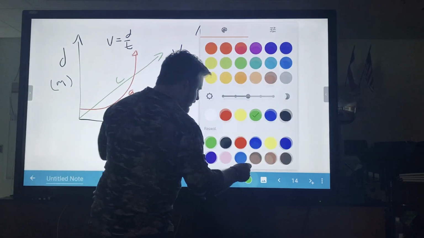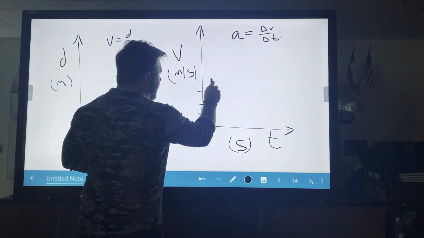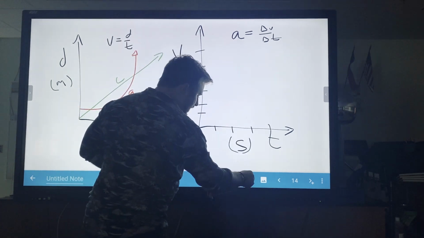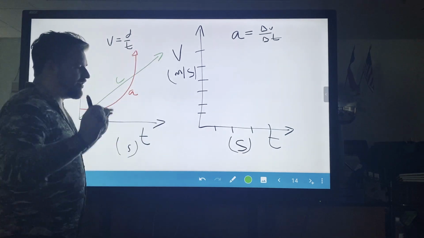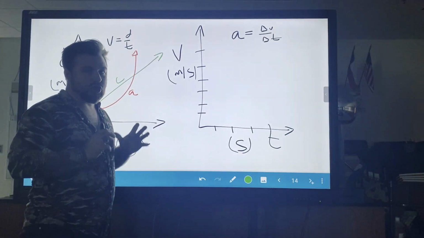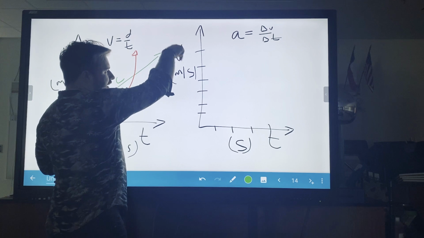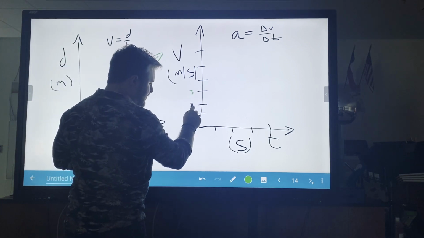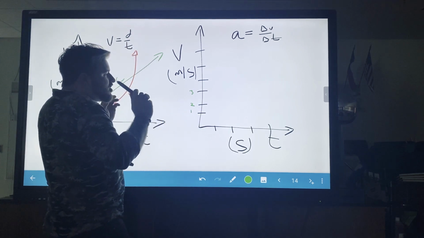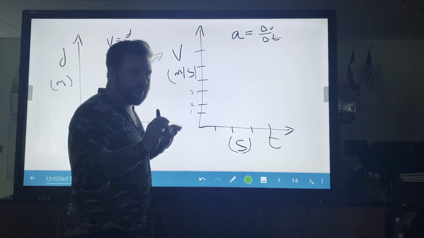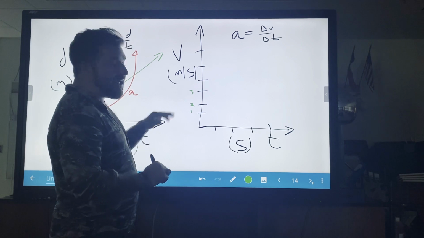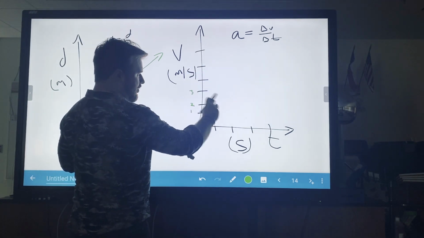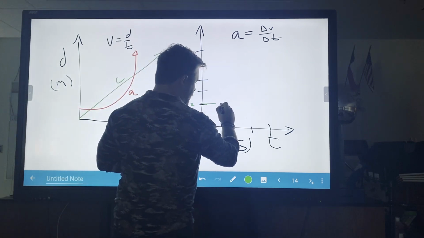What about this over here? How would I show meters, my velocity over time? How would that look? Let's say I was going 2 meters per second. Well, look, meters per second is right here. There's 1 meter a second, there's 2 meters a second, there's 3 meters a second. So how would I show going a constant 2 meters a second? Velocity does not change. Well, if it doesn't change, it can't go up and it can't go down. It's got to go flat.